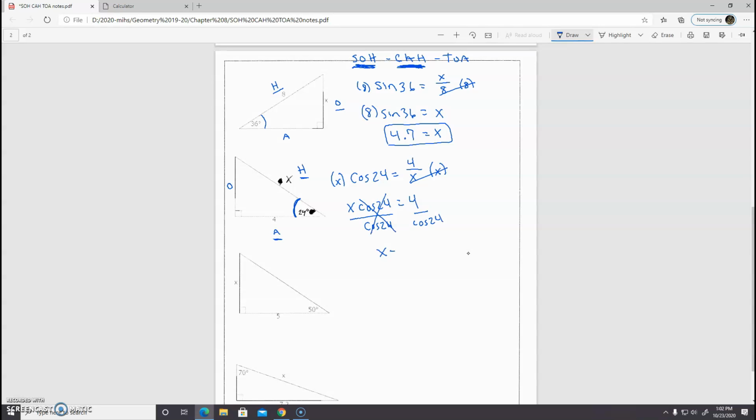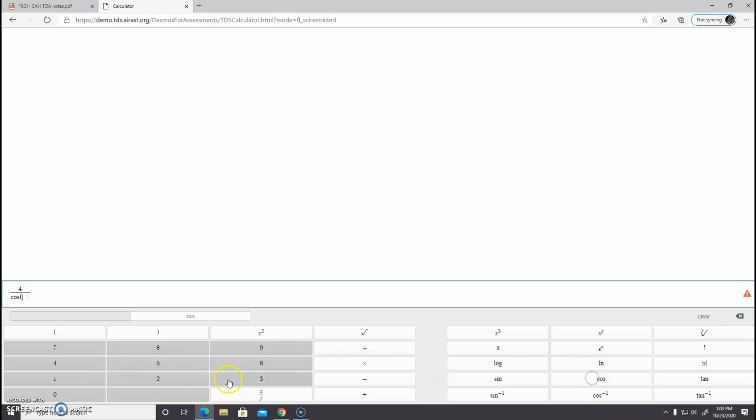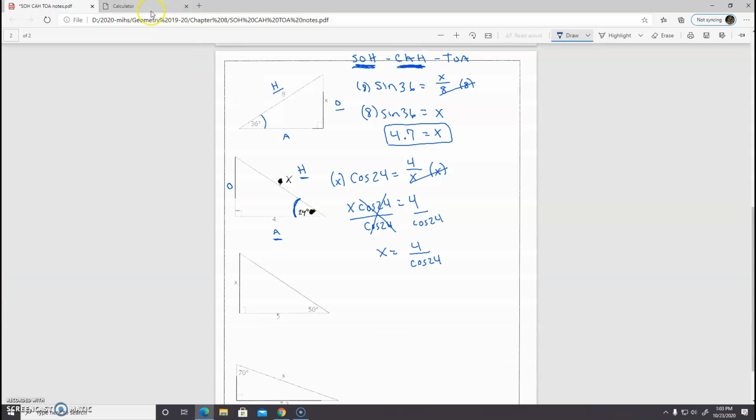So you have x equals 4 divided by cosine of 24. We're going to go to our calculator and type that in exactly as we see it: 4 divided by cosine of 24. So we're going to clear this out. 4 divided by cosine, what was it, 24?